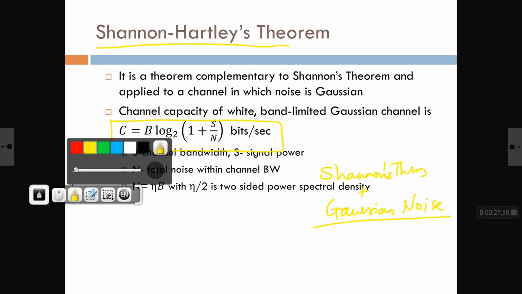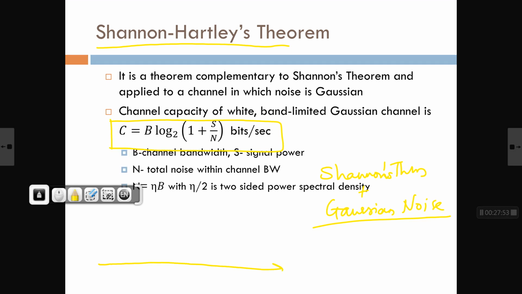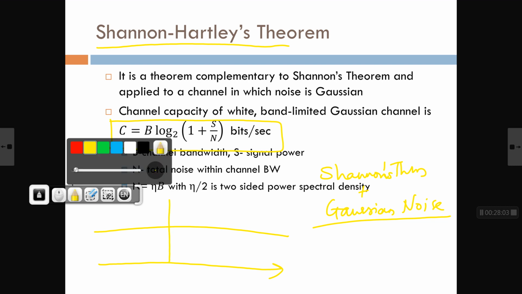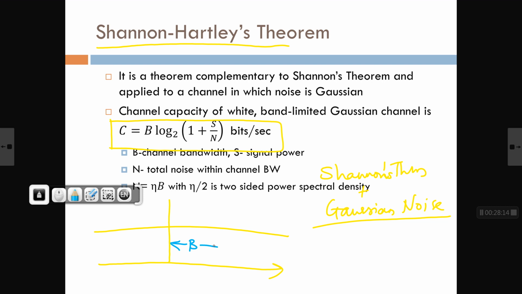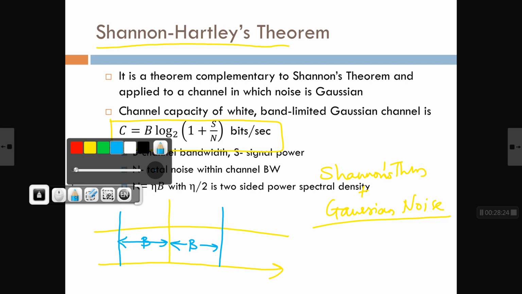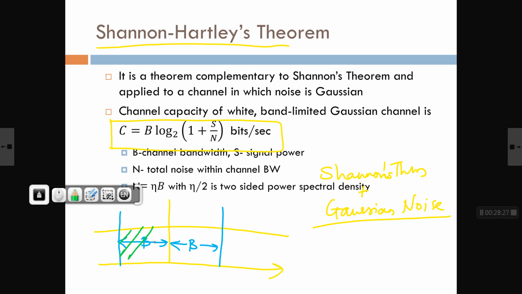Now we saw that the noise power spectral density is flat, and the value of it is eta by 2. Now supposing that the bandwidth of the signal is B. But we consider the positive side as well as the negative side. So the bandwidth which we consider would be twice B. And how much will be the noise present in this bandwidth? Noise present in this bandwidth would be this.